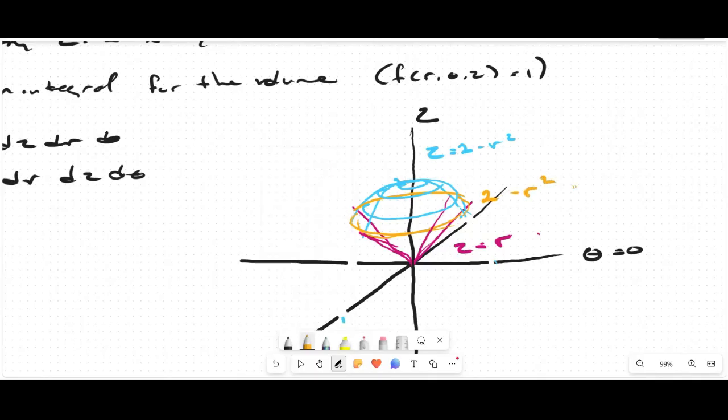2 minus r squared equals r, or r squared plus r minus 2 equals 0. That factors as r plus 2, r minus 1. And so the positive root is given by r equals 1. So another way of writing that gold circle there is just r equals 1.